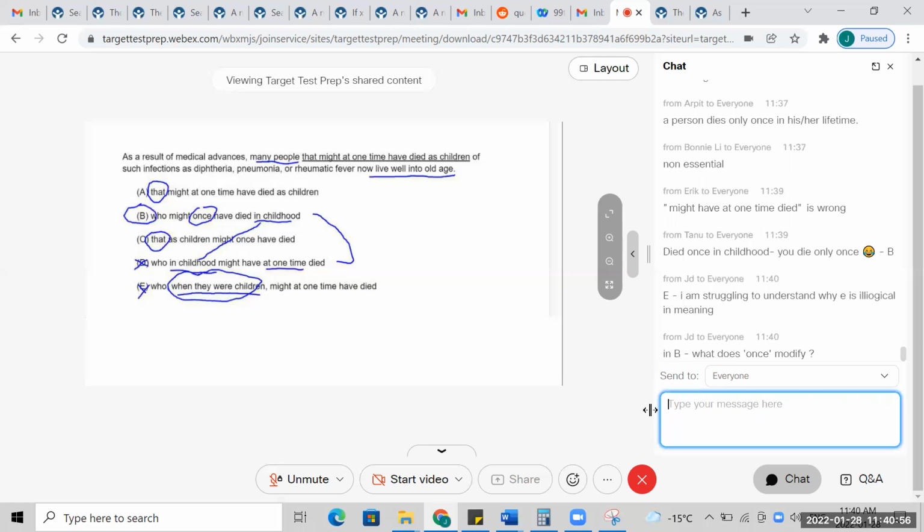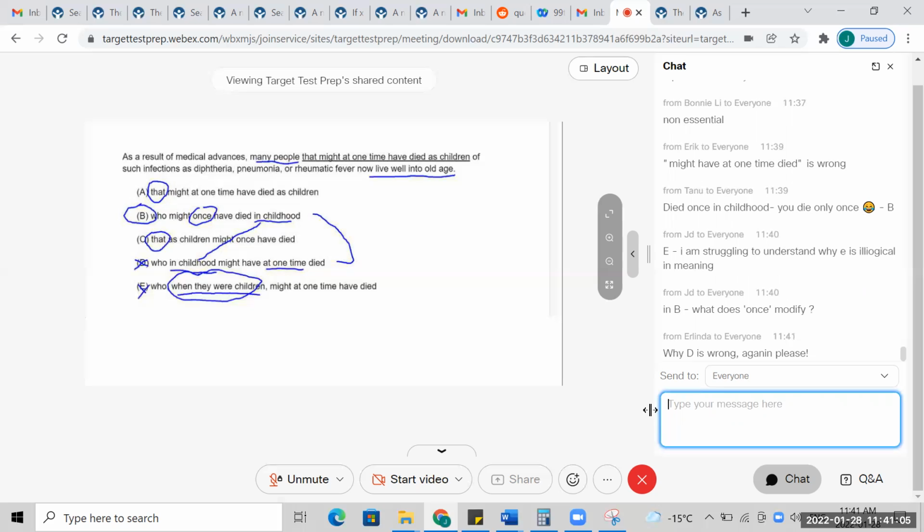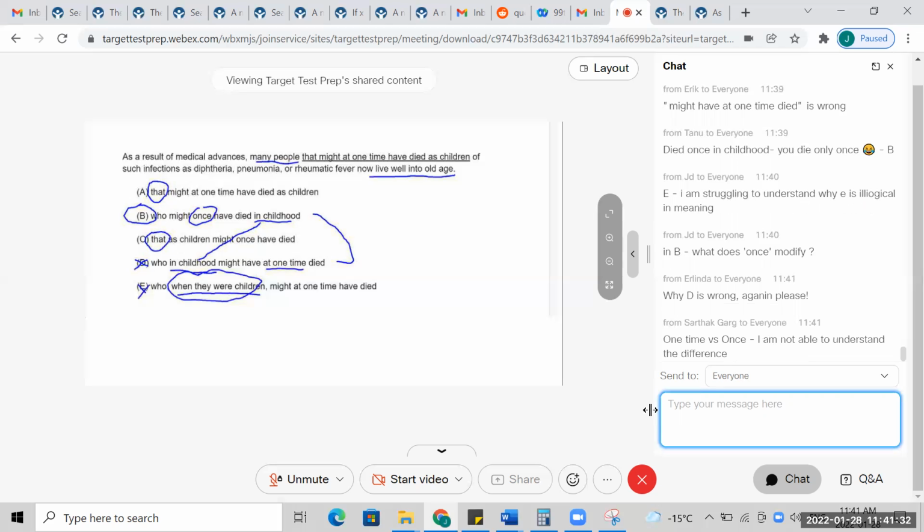Let's see if it's correct. Might once. You know, what does once modify? It's kind of saying who might at one point in time in the past. It's not the clearest thing ever, is it? Is the B version a great sentence? I don't think so. Who might once have died in childhood? I think if I wrote that, somebody would ask me to rewrite it. That's the nature of these GMAT sentences. But a lot of the time, who might once have died, so once means sort of like at one point in time, who might at one point in time in the past have died.